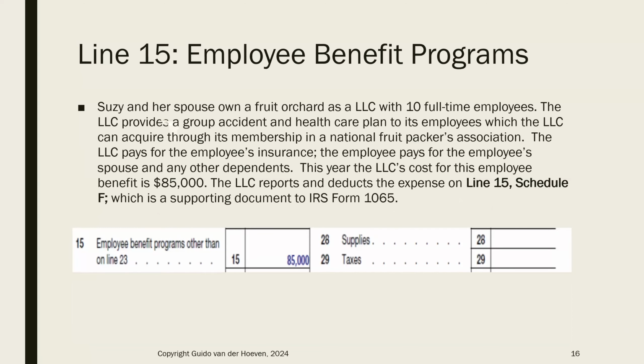Line 15, again, just looking at this, just another example. Here we have an LLC where an individual, Susie, and her spouse operate. So it's going to be a partnership. We've got 2 individuals. So that's just a different entity type. They have 10 full-time employees. They have group accident and health care for the employees. The LLC pays for that. It's $85,000, as you can see in the story. Same place. We'll just take it off as a benefit program other than on line 23. And that's where you want to put that in there.